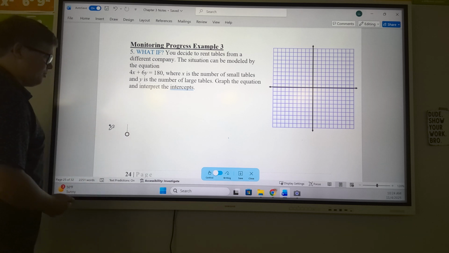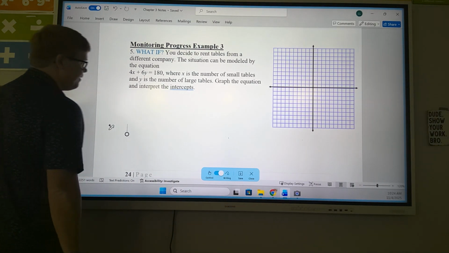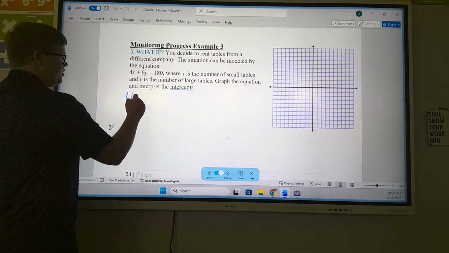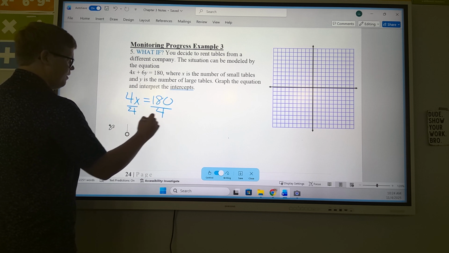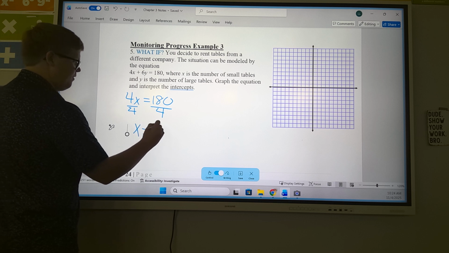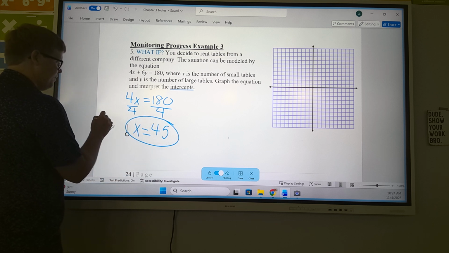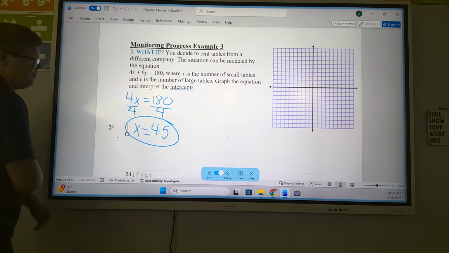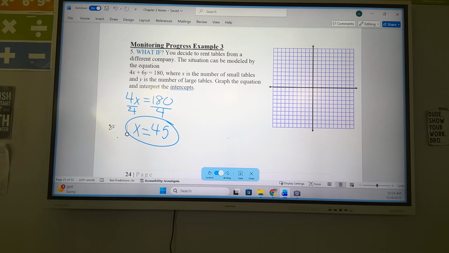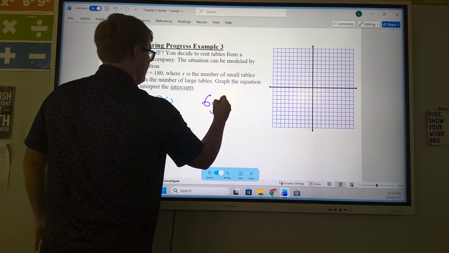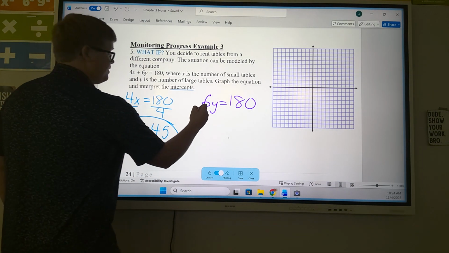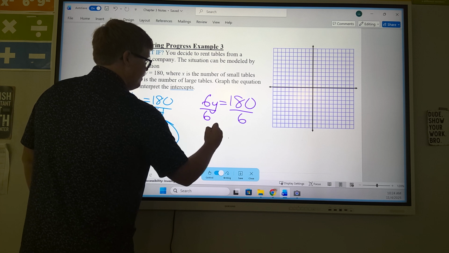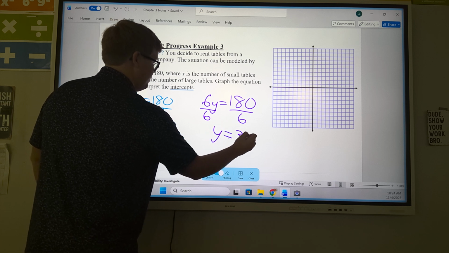Okay, so hopefully you were able to solve it. For your x-intercept, you should have 4x equals 180. And dividing by 4, x is going to be 45. That's our x-intercept. Our y-intercept is going to be the same exact way, except we're putting 0 in for x, right? So we have 6y equals 180. And what are we going to divide by? 6. And y is going to be 30 in this situation.